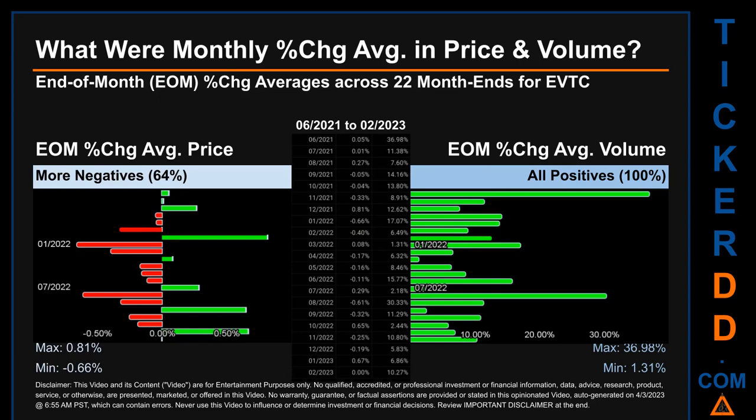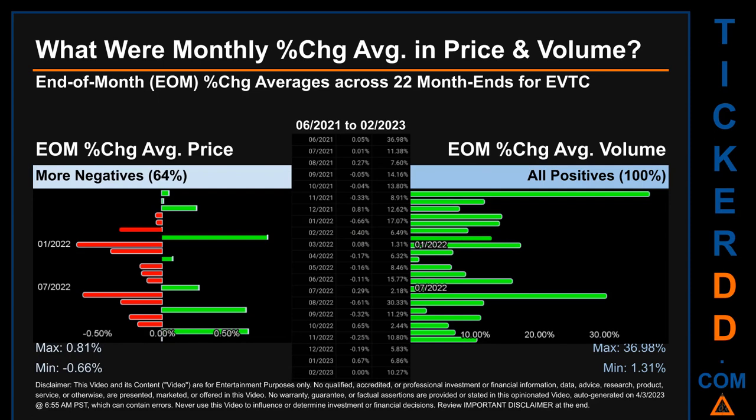What were end-of-month percentage change averages in price and volume for EVTC? The monthly average of percentage change in price and in volume were calculated for each of the 22 month ends. That calculation took daily percentage changes and averaged them for each given month. If a month end came out negative, then it means that the month summarily saw a negative change.